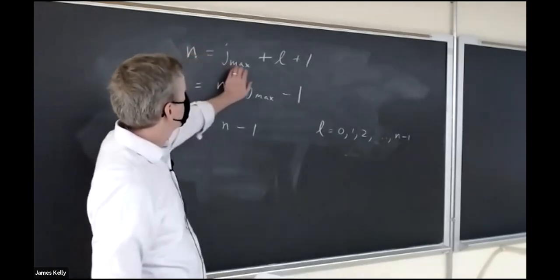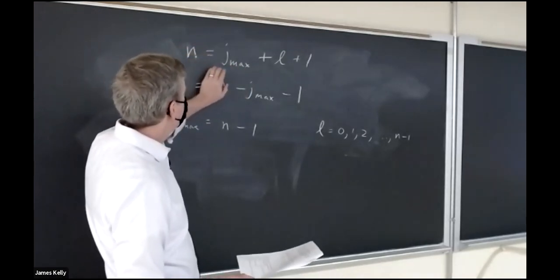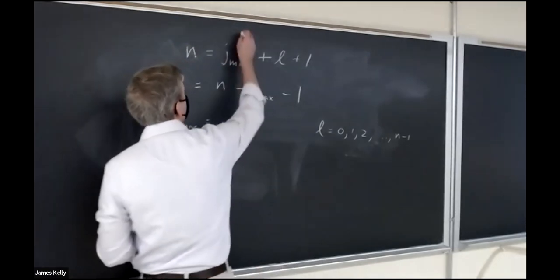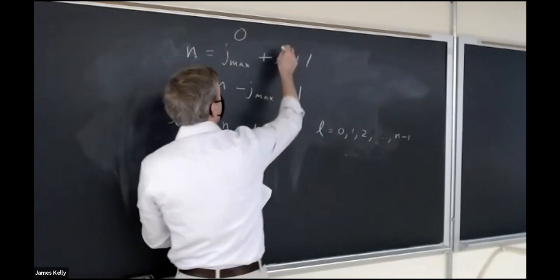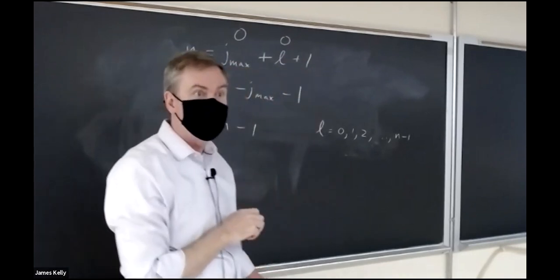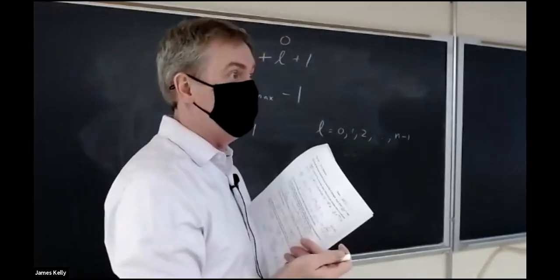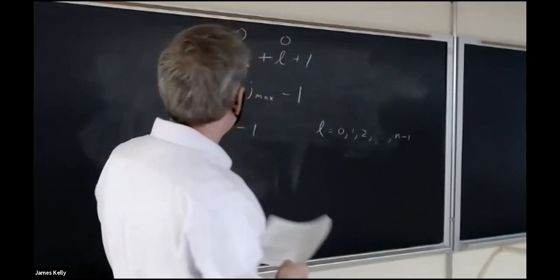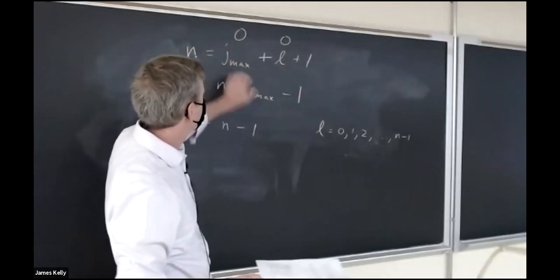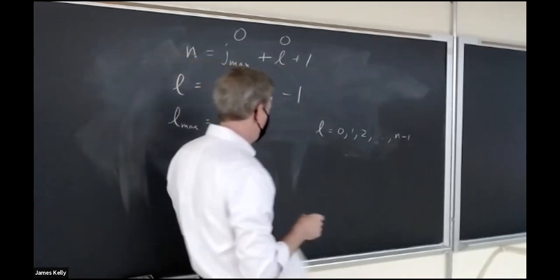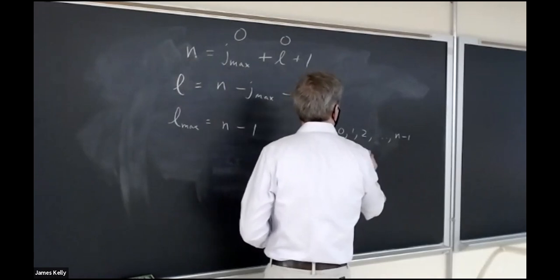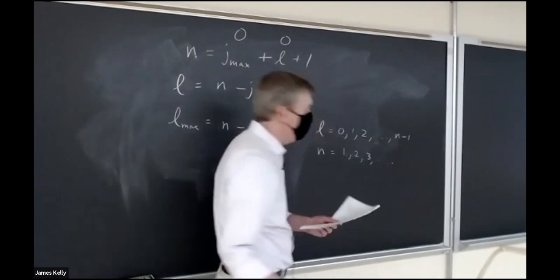Well, here again, I've got something solved for N up here on the board. And if I want to make N as small as possible, I choose the smallest possible J max. That's going to be 0. And the smallest allowed value for L is 0. And that means the smallest allowed value for N is 1. Other than that, we've observed that N is an integer, and it can go up by integer amounts, because L can jump up by integer amounts, and so can J max. So N is equal to 1, 2, 3, and there's no limit on how big N can be.